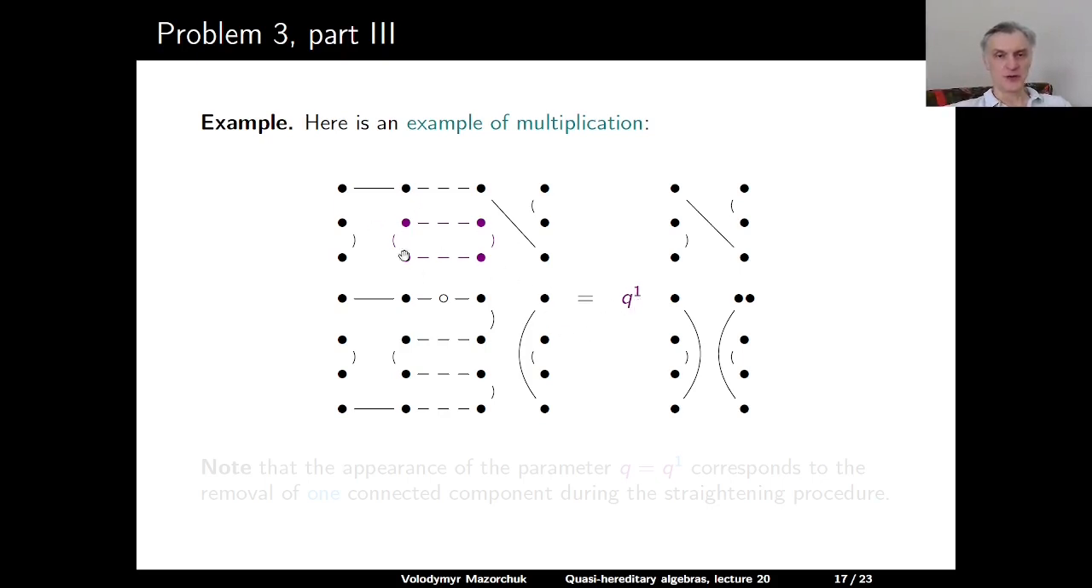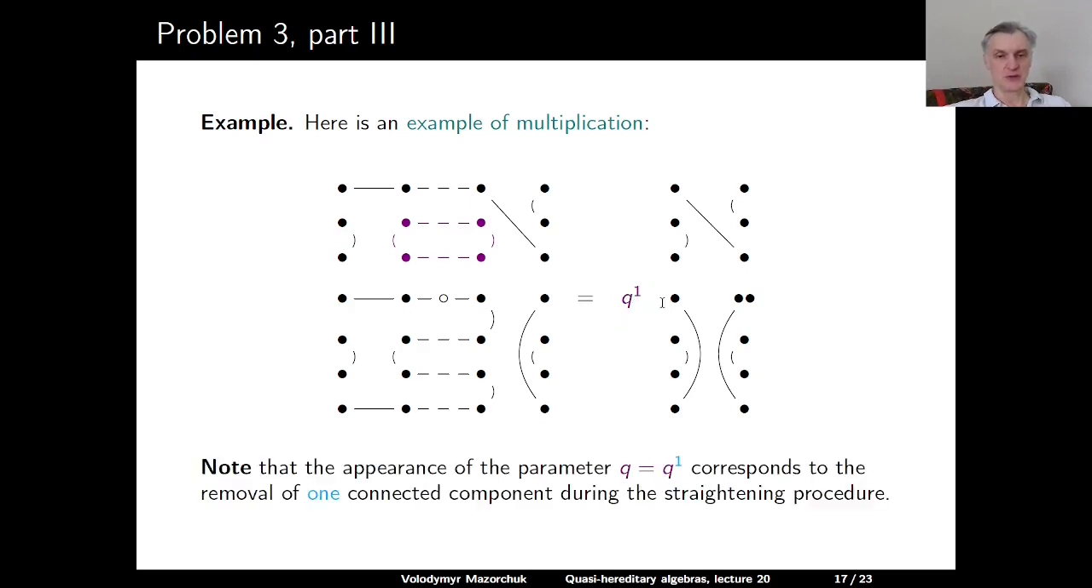Here we remove only one component, so our coefficient is q to the power 1. If we would have removed 2 components in the middle, the coefficient would be q to the power 2, and so on. So the appearance of this parameter, q to some power, corresponds to the removal of a number of connected components in the middle during our straightening procedure.